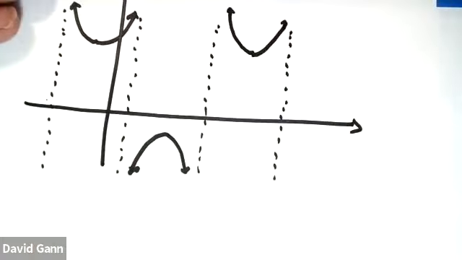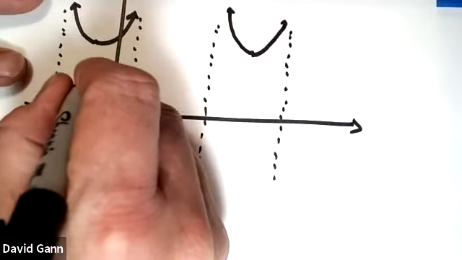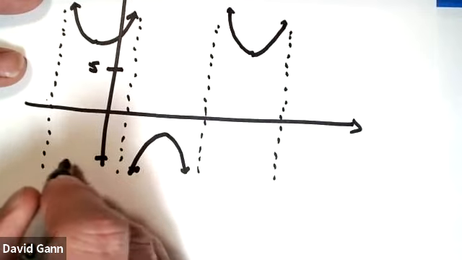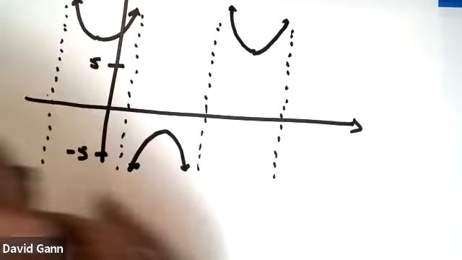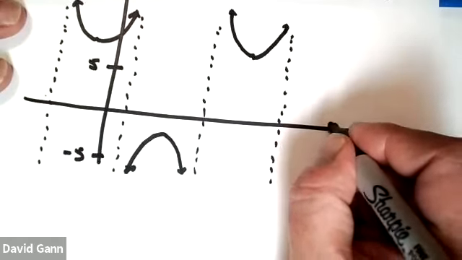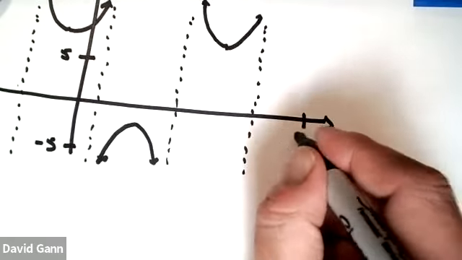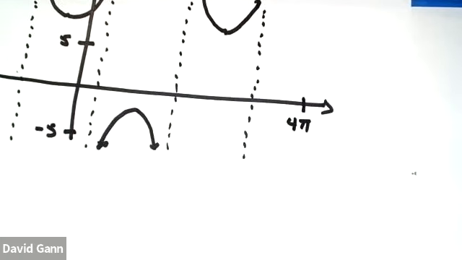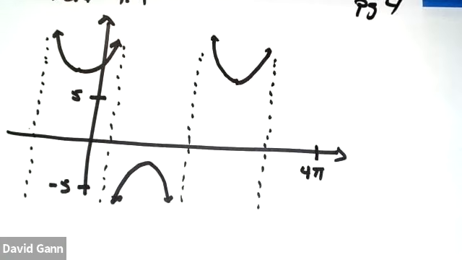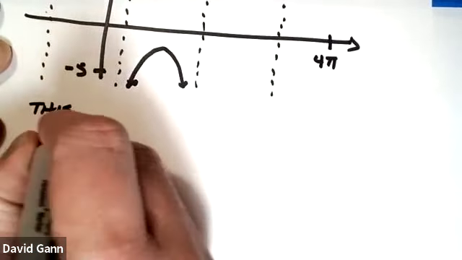And I'll do it similar to what I did last time, but maybe I'll make it a little bit harder here. Let me call this 5, -5, and make this, oh gosh, I don't know, let's make that 4 pi. Okay. So where do we even start? Well, this is a cosecant function.